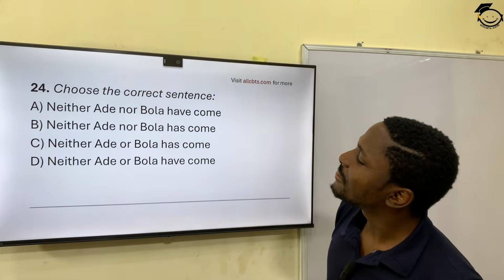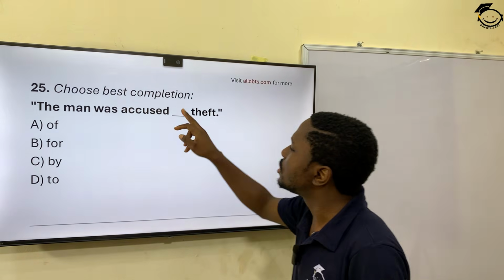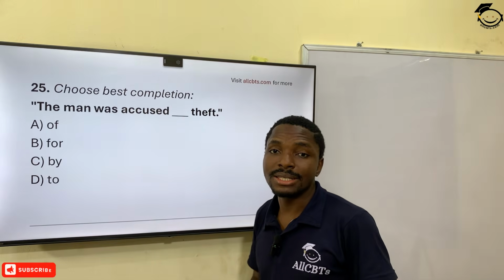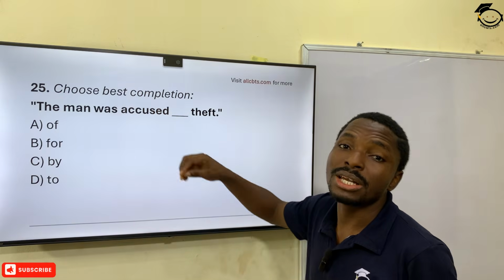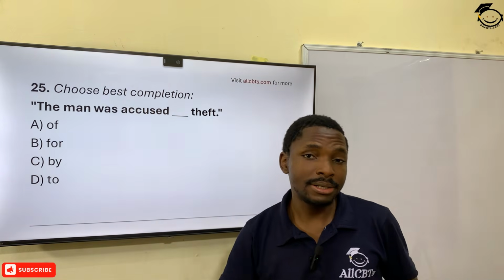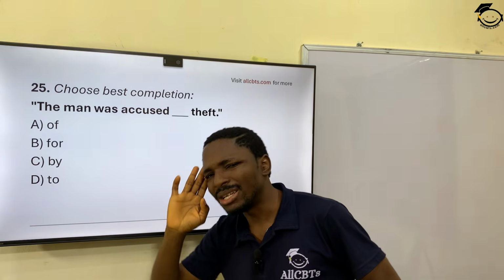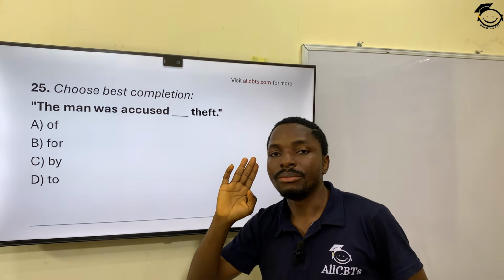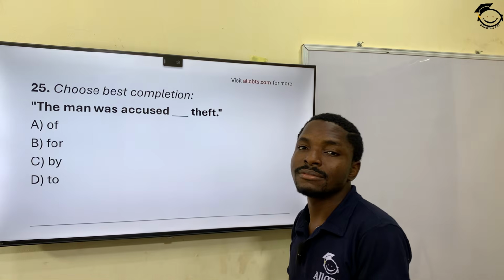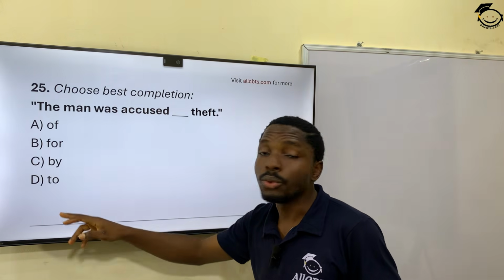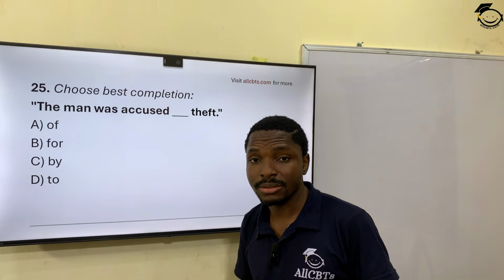And then 25. Choose the best completion. Which of these options will complete this statement the best? The man was accused. When you accuse someone, you accuse them of something. So just keep that rule somewhere in your brains. So the man was accused of. You don't accuse for, by, or to. You're accused of. The man was accused of theft, stealing something.